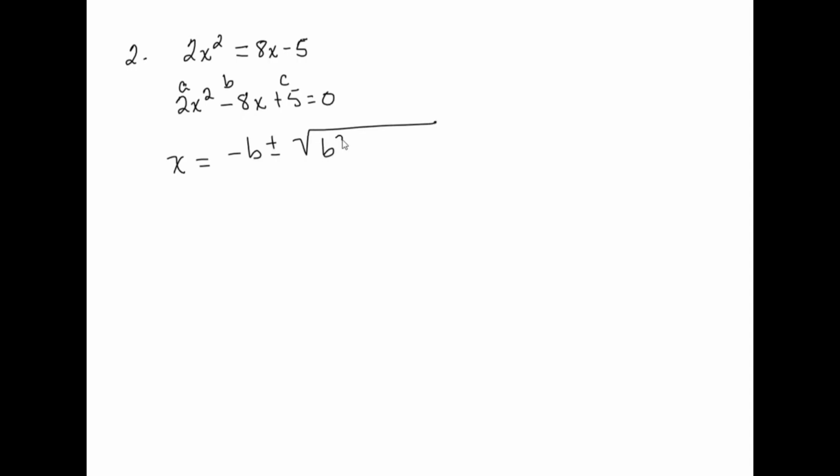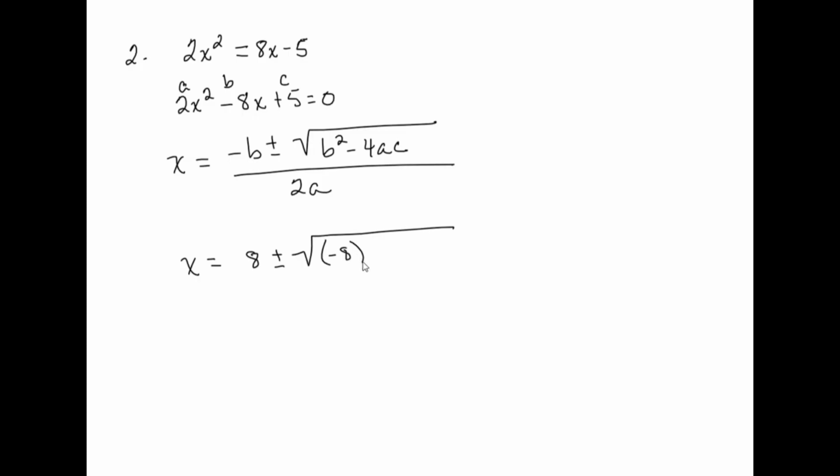Square root of B squared minus 4AC all over 2A. All right, now here I have negative B, or the opposite of B. If B is -8, the opposite of that is +8. So that is going to end up with a -8 in parentheses here, and that is being squared, minus 4 times 2 times 5. And all of that is divided by 2 times 2.